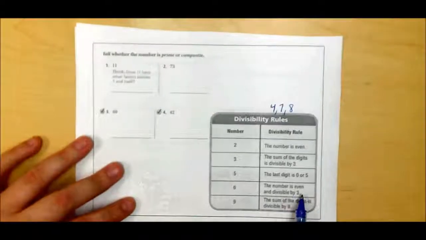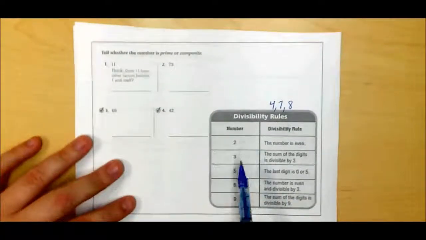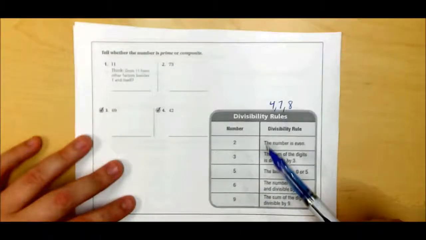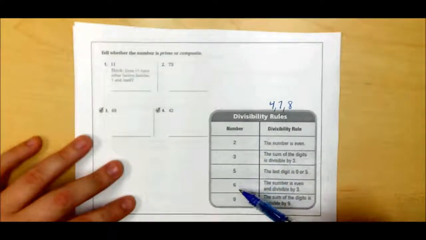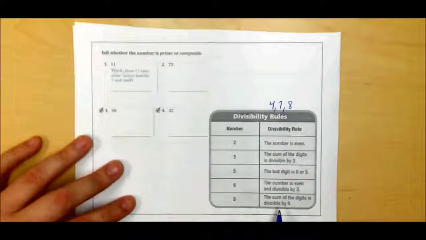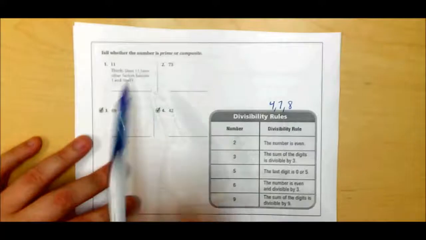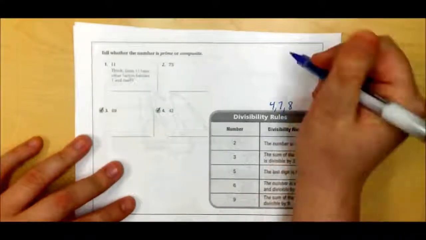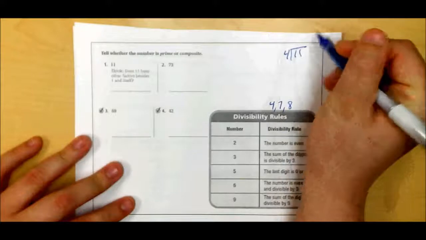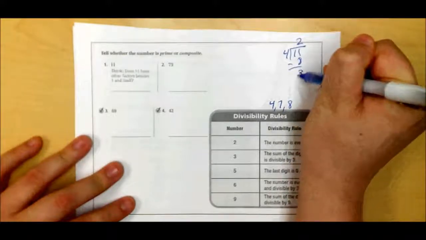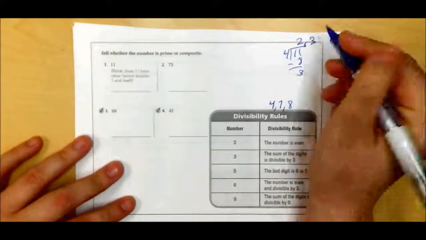Is it divisible by 6? Well, if it's divisible by 2 and 3, it's divisible by 6. It's not divisible by either one of these, so it's definitely not divisible by 6. Now, my 9's rule is you add up the digits, and if the sum is divisible by 9, then my original number is divisible by 9. If I add 1 plus 1, I get 2. That is not divisible by 9, so 11 is not divisible by 9. So let's divide it by 4. 4 goes into 11 2 times, and I get a remainder of 3, so it's not divisible by 4.